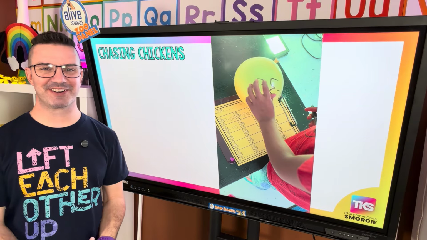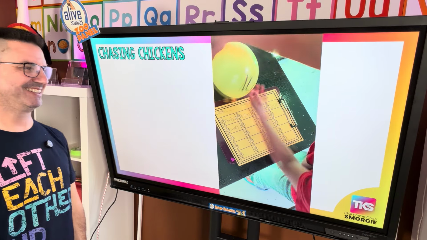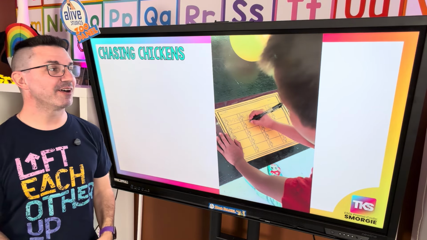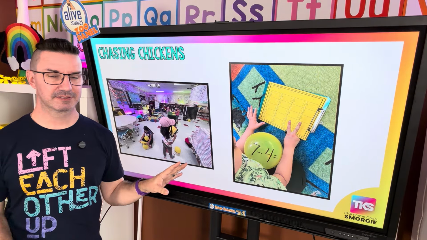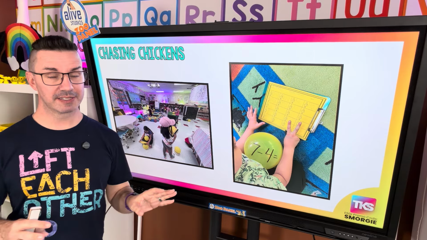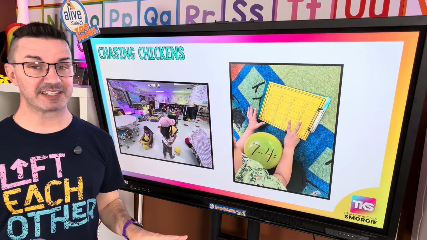You hear Javier in the background yelling at his chicken, stop it! Now, inevitably, one of the chickens will pop. Inevitably, one of the kids will yell out, the chicken died!